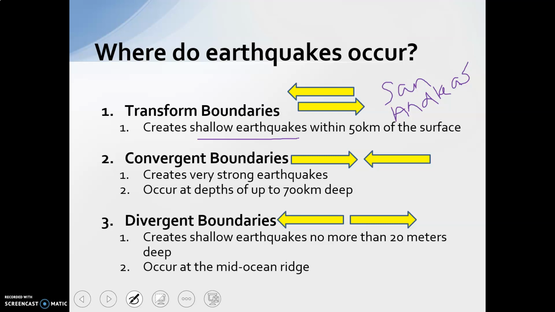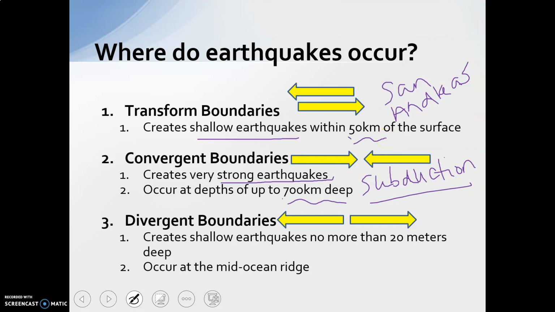The second type is a convergent boundary earthquake, and it's going to create very strong earthquakes, okay? Most often these are going to happen somewhere where there is subduction. And subduction often can lead to tsunamis if it's occurring near water. These can occur at depths up to 700 kilometers. So 700 versus 50 is a pretty substantial difference.